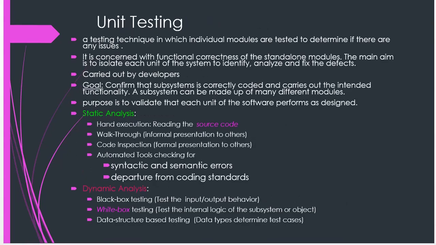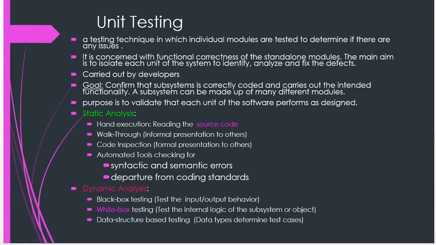So let's look at unit testing. So unit testing is basically a testing technique in which individual modules are tested to determine if there are any issues. So with unit testing, you are looking at each individual module that makes up a system. So you find that a system can be made up of different modules or subsystems. Now you want to test each module.